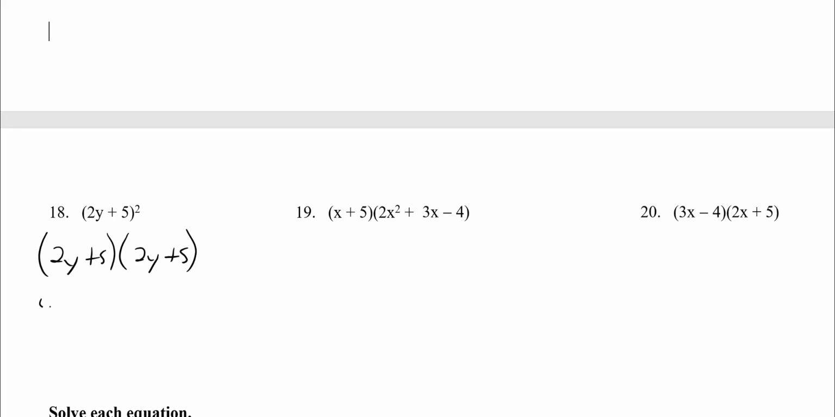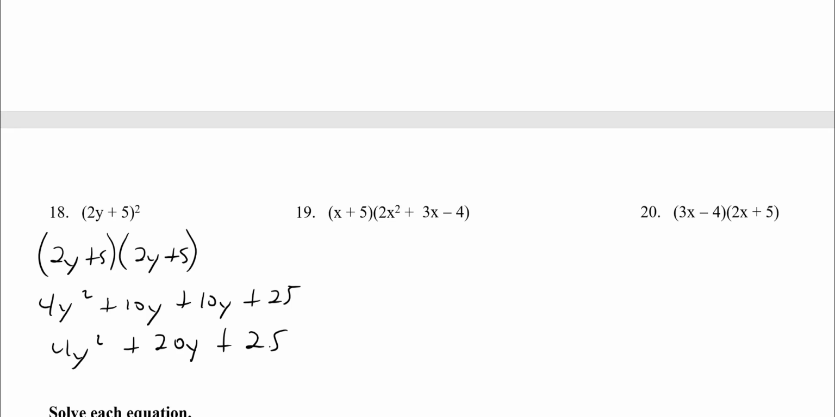First gives us 4y squared. Outer gives us plus 10y. Inner gives us plus 10y. And last gives us plus 25. So you combine like terms together, which are just the middle terms. So you get 4y squared plus 20y plus 25.